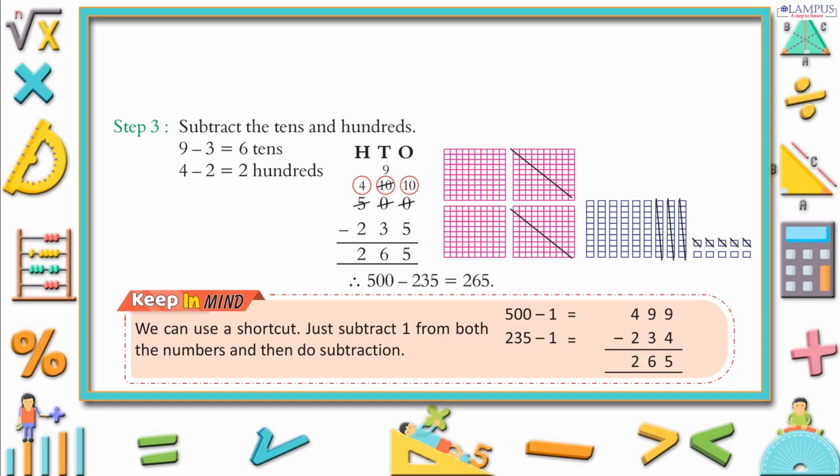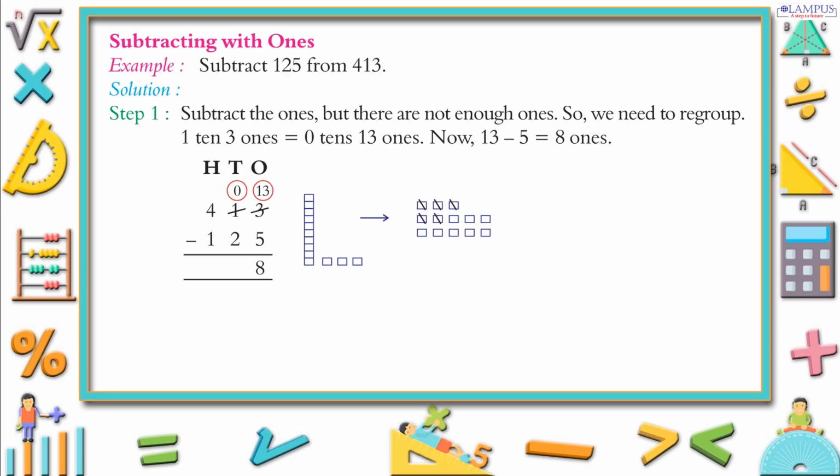Keep in mind, we can use a shortcut. Just subtract 1 from both the numbers and then do subtraction. Subtracting with ones. Example. Subtract 125 from 413. Solution. Step 1. Subtract the ones, but there are not enough ones. So, we need to regroup. 1 ten 3 ones equals 0 tens 13 ones. Now, 13 minus 5 equals 8 ones.